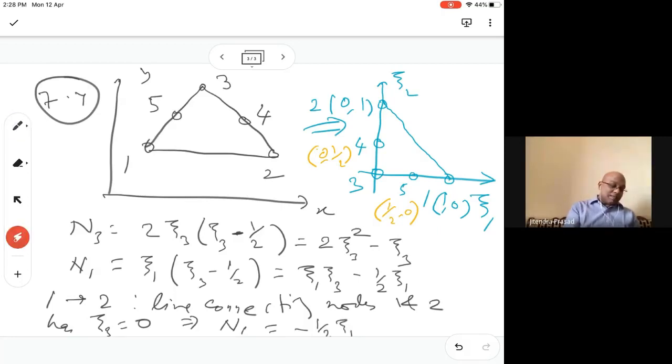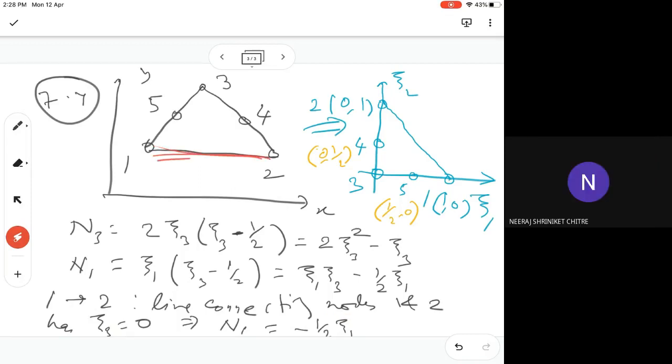So this becomes linear. N1 becomes simply linear. If you go along, N1 becomes linear here, because when Xi3 equals 0, N1 becomes simply minus half Xi1. That's it. So hence it's linear, and this is linearly varying. And all of them should follow a similar way.